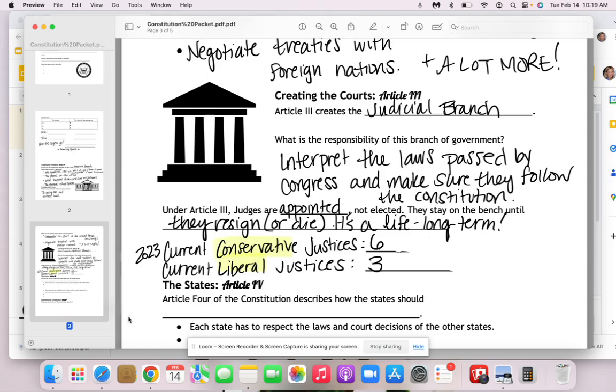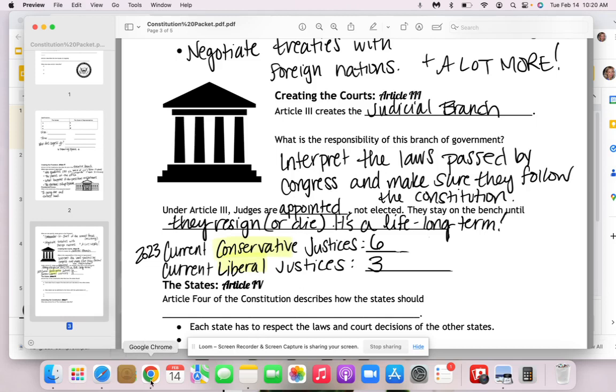As of 2023, when I'm filming this, there are 9 total justices on the Supreme Court. There are currently 6 justices that we would describe as having conservative political ideology, falling to the right. And there are 3 justices that we would describe as having liberal ideology, that fall to the left. And that's it for Article 3.